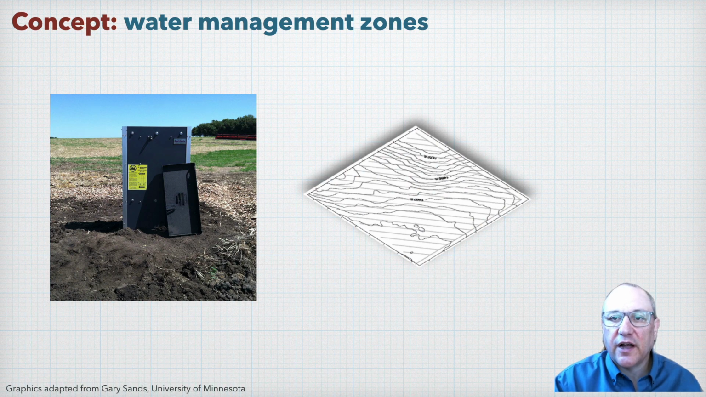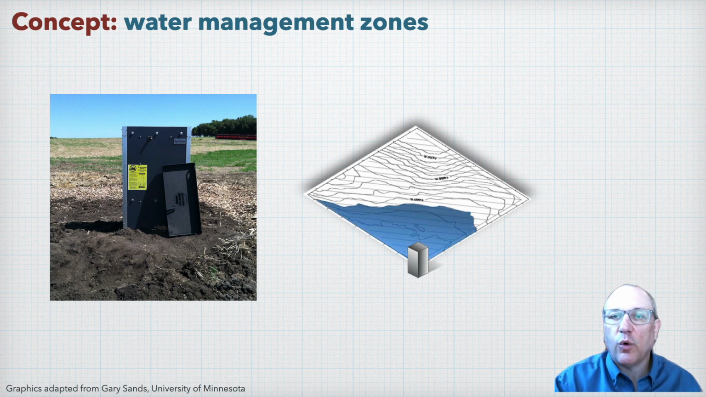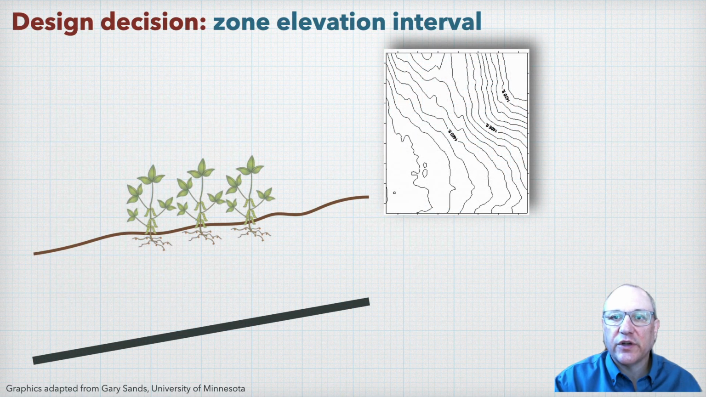The second important concept is the idea of water management zones. Each control structure manages the drainage for a water management zone. One of the key decisions made in controlled drainage design is the choice of a zone elevation interval. The zone elevation interval, along with the placement of the control structures, will determine the extent of the water management zones.